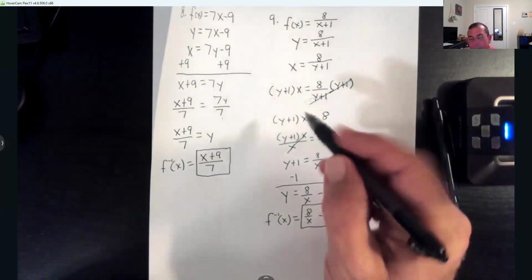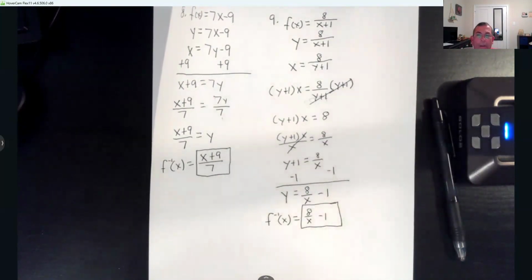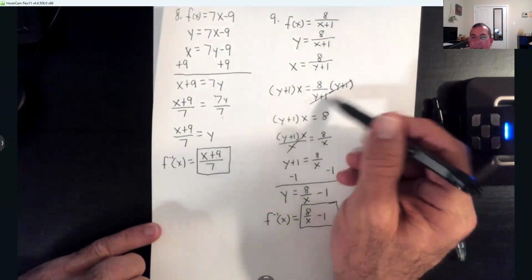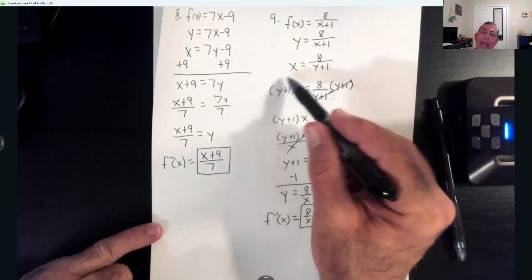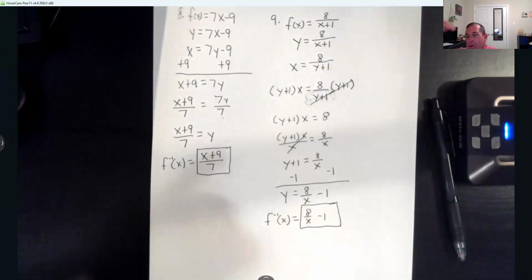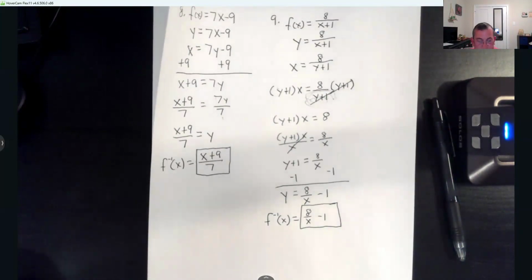You know, fractions are always sort of tricky to work. But the whole reason I did this step was because I couldn't solve it while that y was down here. We had to get that y brought up to the top, okay?